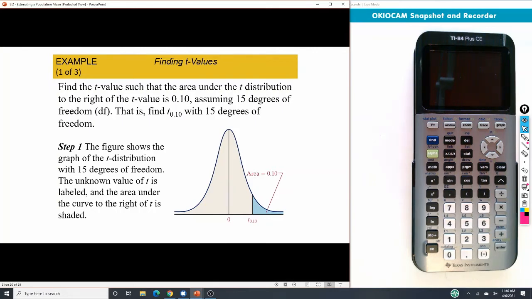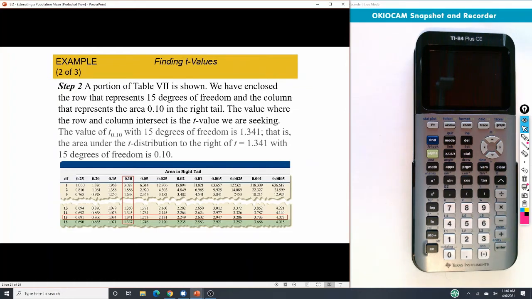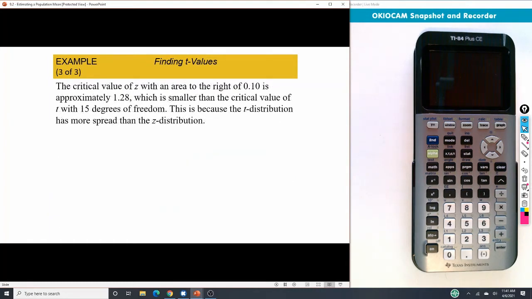And so we're just kind of looking at the graph, but again, they show here on the table how to do those exact same things with that. And so we would say that the area under the t distribution to the right of t equals 1.341 with 15 degrees of freedom is 0.1. So we would be finding that t value. Okay. Now, if we were to go back and compare that to the z value with those, that z value is smaller.